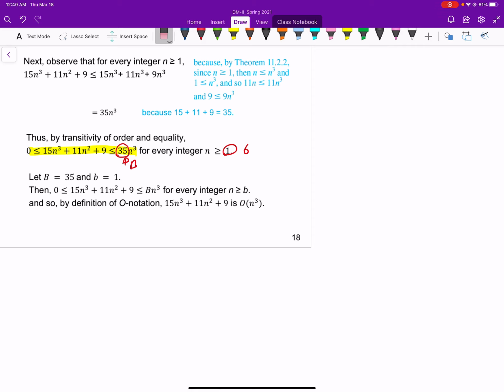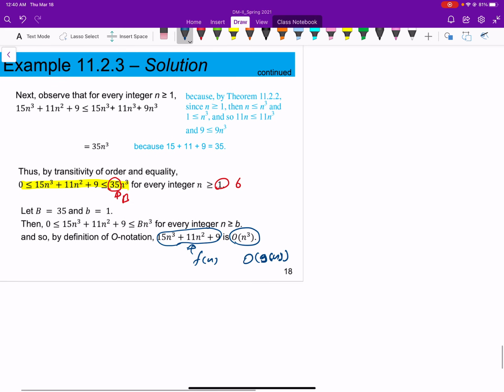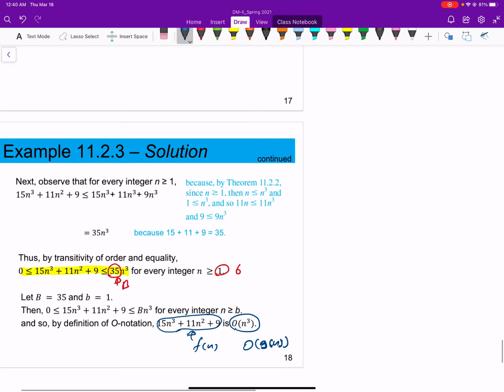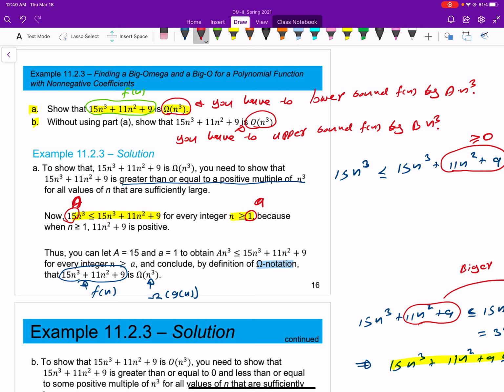Alright, so then I write this function, which is f of n, and for that I write O notation, because it was bounded above. O of g of n. Alright, so this is how you solve part B of the given problem. These two problems are easy, don't worry about them. Just read them, you can understand.